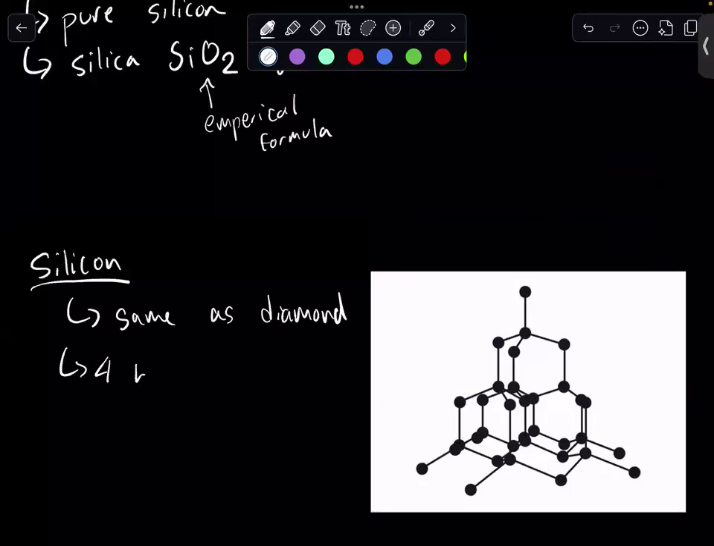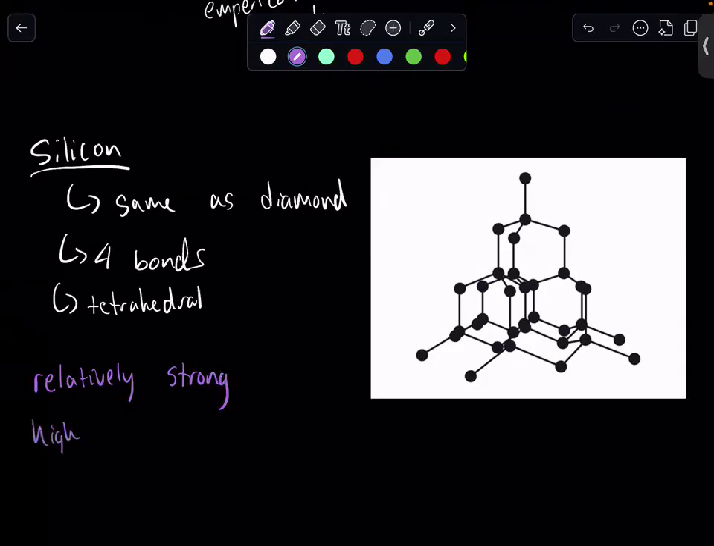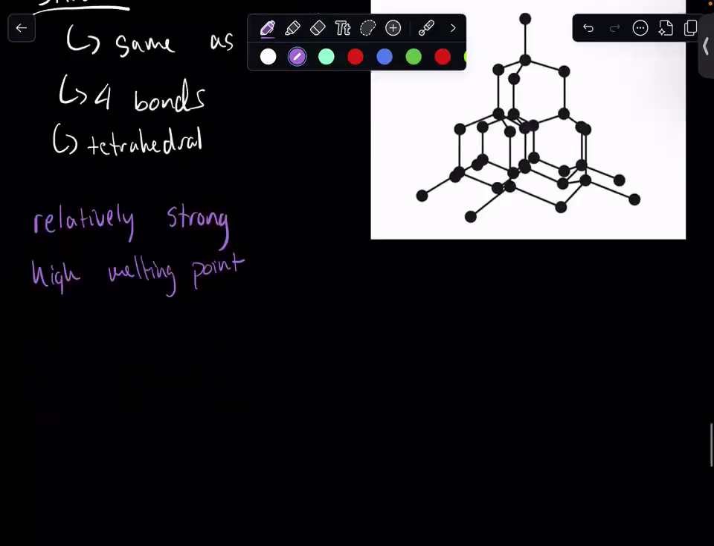We still have 4 bonds, or still tetrahedral. And due to this, we can figure that many of its properties should be the same as diamond. It's relatively strong, not as much as diamond, but it's still pretty strong, and it also has a high melting point. It's non-conductive in standard conditions like diamond, but there are ways to make it conductive. It is what we call a semiconductor, but we'll discuss that as well in a later section. So that's silicon, and now let's take a look at silica or SiO2.